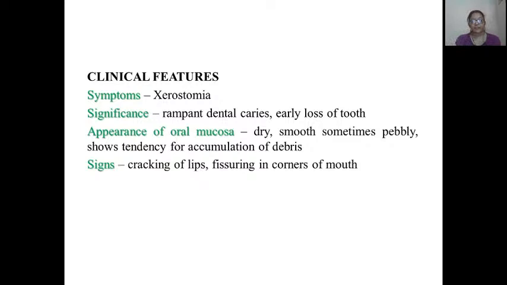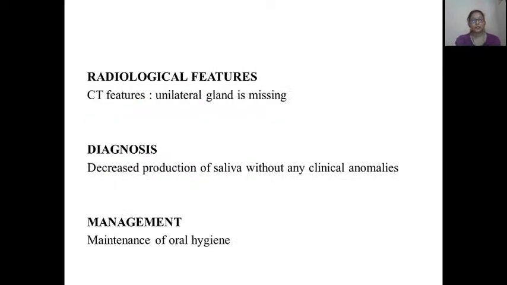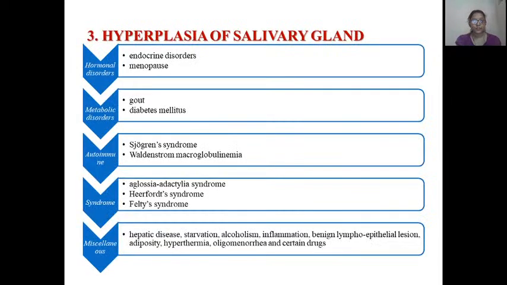Signs show cracking of lips and fissures in the corner of the mouth. We can easily see through a CT scan whether a unilateral gland is missing. The diagnosis is decreased production of saliva without any clinical anomalies, and we can manage it by the maintenance of oral hygiene.